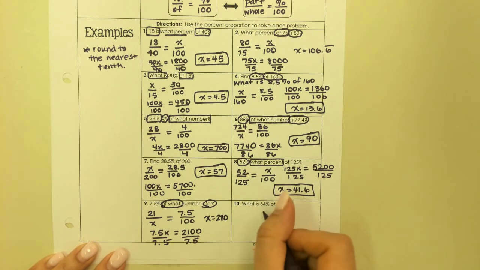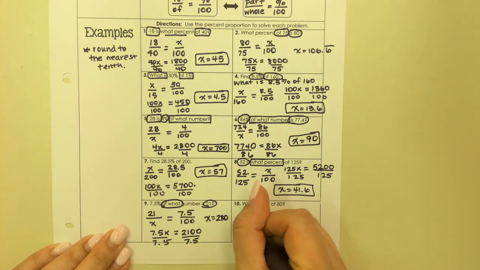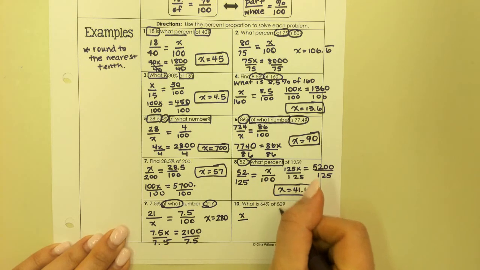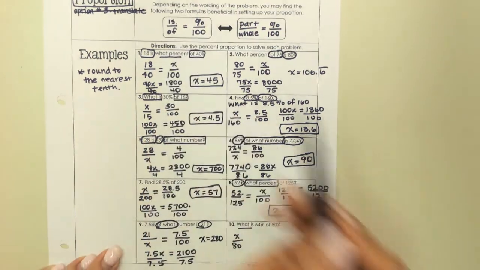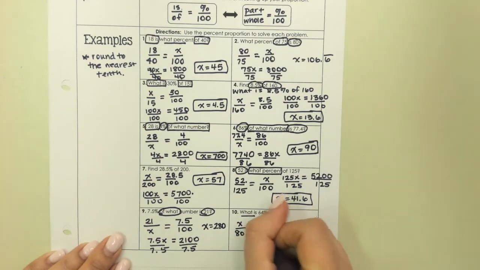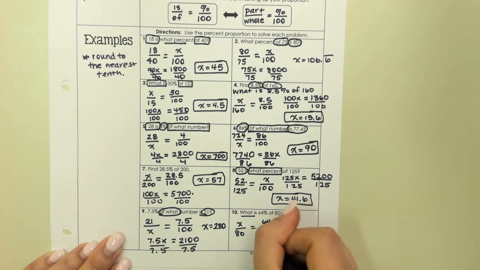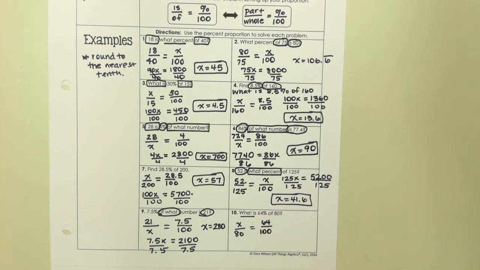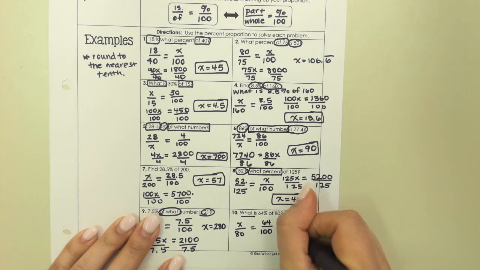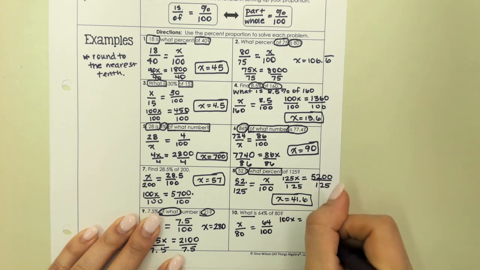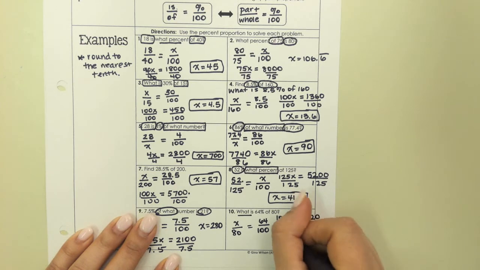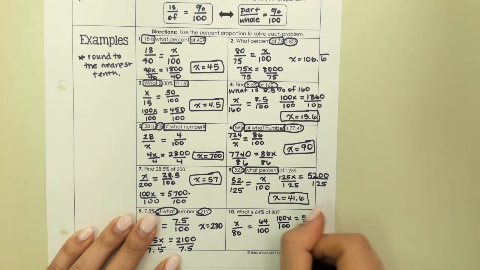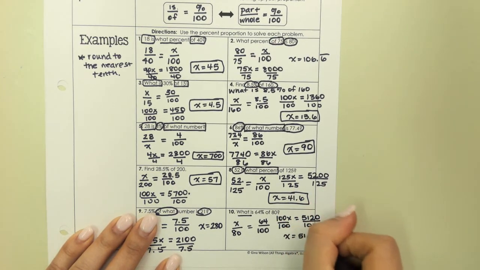What is 64% of 80? What is, so x over of 80, so 80, remember I'm using is over of, equals 64% is 64 over 100. If I cross multiply, 100 times x equals 64 times 80, which is 5120. And if I divide by 100 on both sides, I get x equals 51.2.